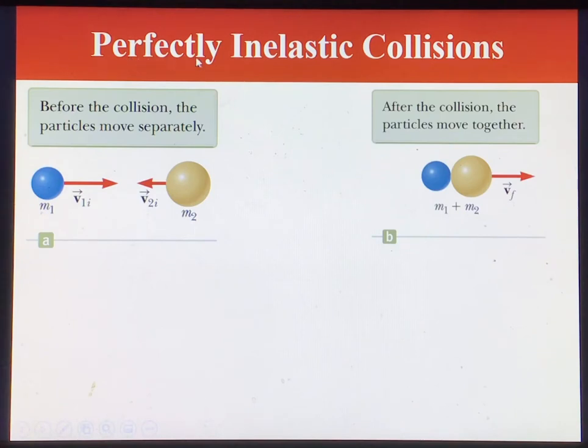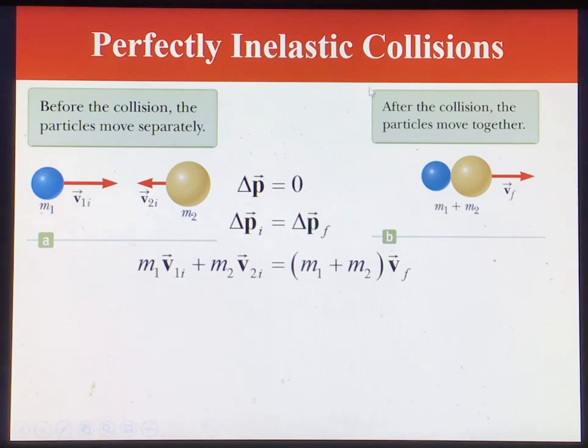The first one is called a perfectly inelastic collision. In a perfectly inelastic collision, before the collision, the two particles are moving separately. Then after the collision, the two particles move together. So you can say that this is M1, moving with some velocity V1I. This is M2 moving with some velocity V2I. Then after the collision, the two particles get stuck together and move together with some final velocity. In this type of problem, I'm interested in calculating this final velocity right here.